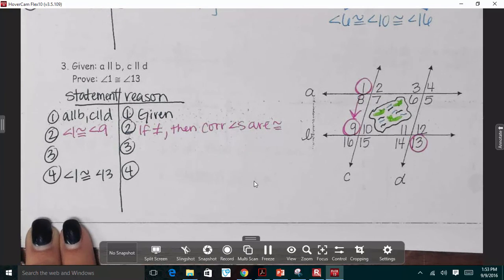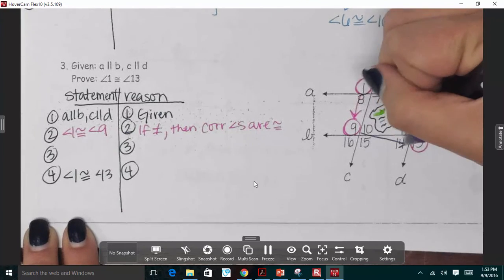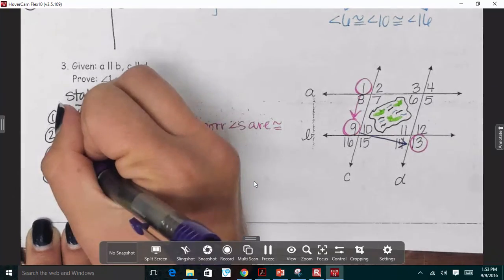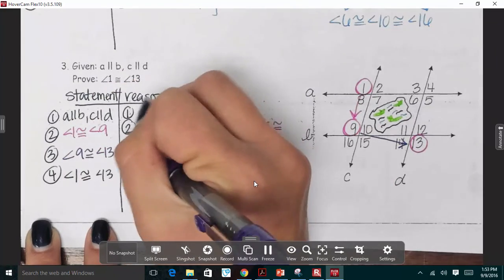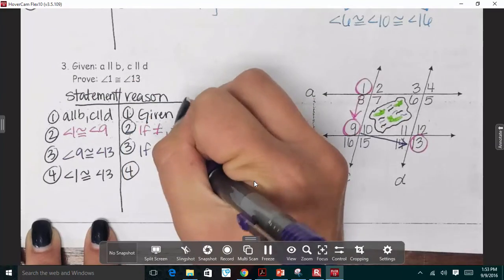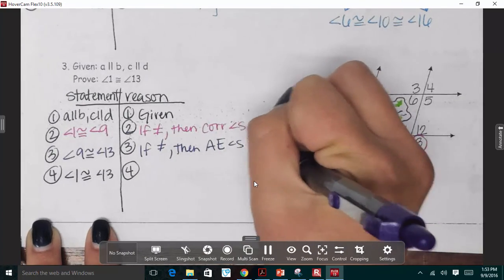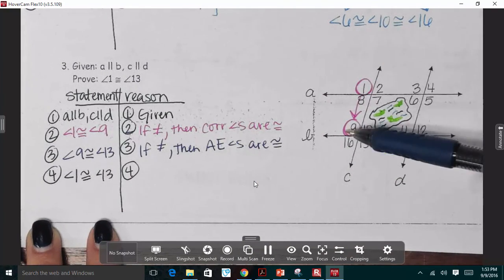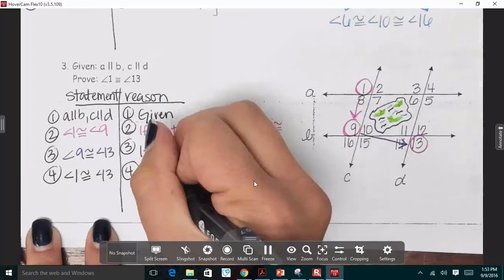Okay, so from here, we're going to go from 9 to 13. So what's the relationship from 9 to 13? Alternate exterior. So angle 9 is congruent to angle 13 because if two parallel lines are cut by a transversal, then alternate exterior angles are congruent. And last, since we have 1 to 9 and 9 to 13, how would we prove that? Transitivity.